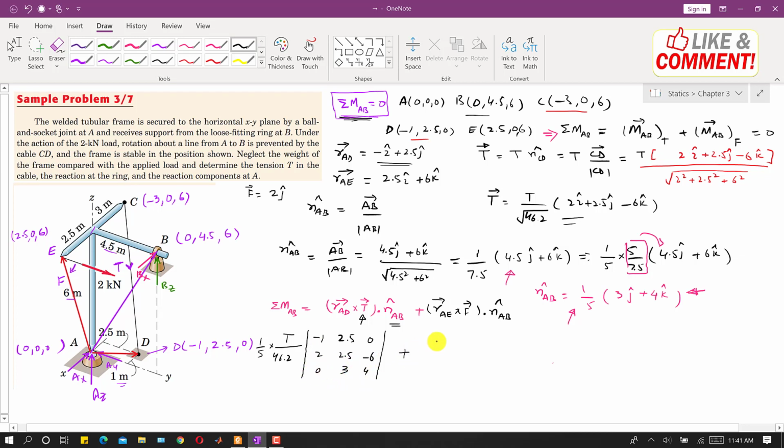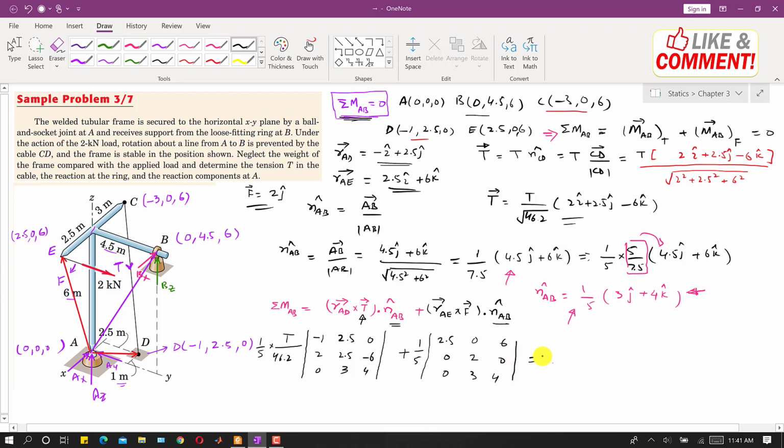And we will write plus RAE, so this is RAE, right? So we will write 2.5, 0 and 6, and the force vector is 2j, 0 and 0, and NAB, again this NAB is that same vector, right? So we will write 0, 3, 4 and this 1 divided by 5, so we will write it like this.